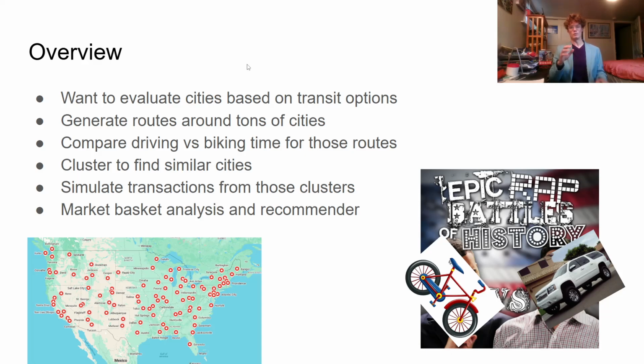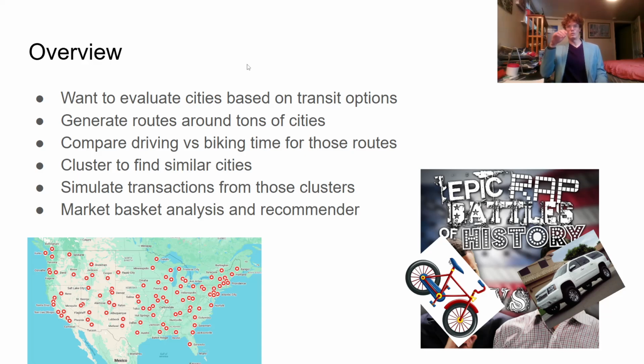The way I did this was I generated different common routes around a ton of different cities. There's 100 cities, and those are plotted on the Google Maps in this bottom corner here, minus Fairbanks, Alaska. It wouldn't fit in the screenshot.